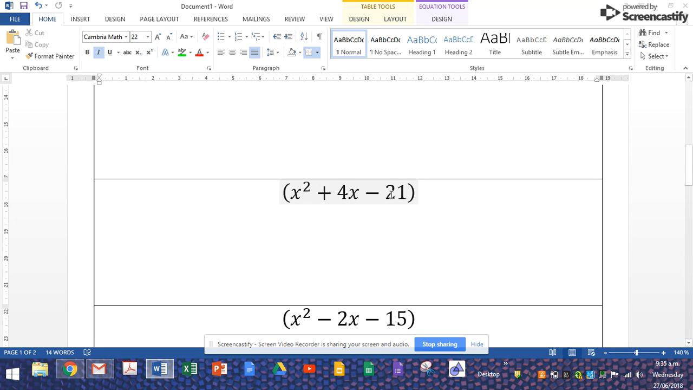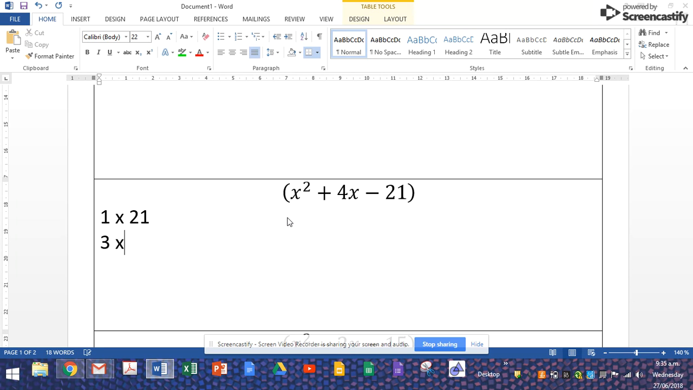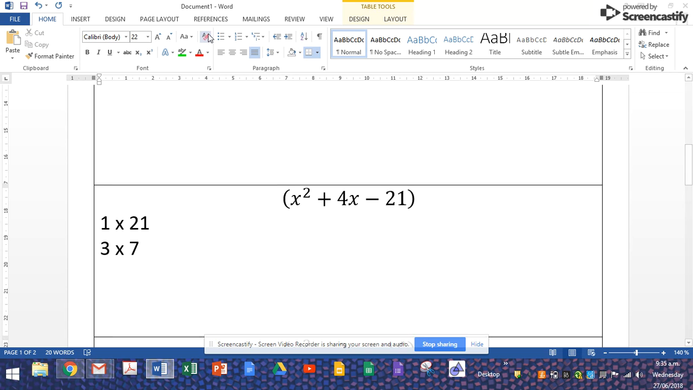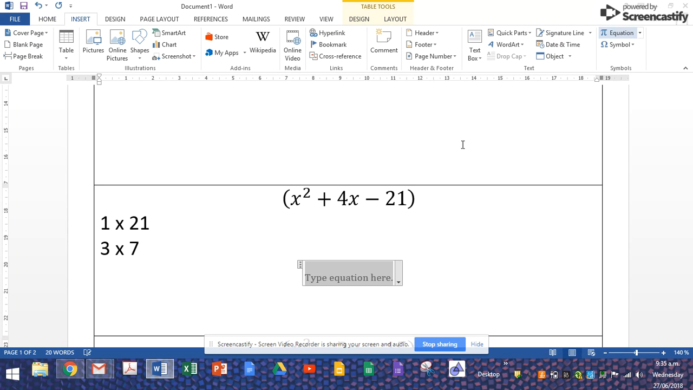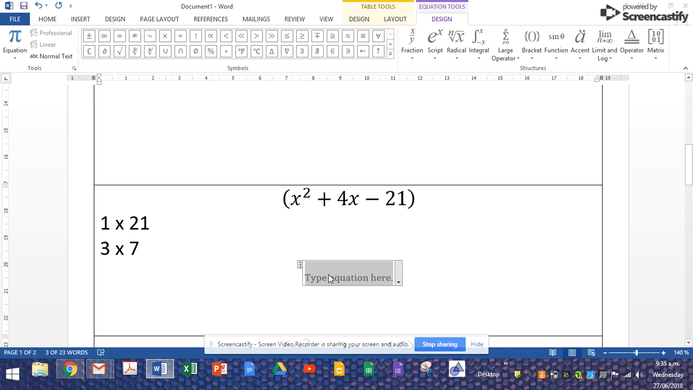We've got a negative result in the end. So 1 times 21, no, 3 times 7. I'm sure that's all the combinations of pairs of factors I can get to get a result of 21. Now, two brackets again, x's go in the front. Now, be careful. We want a result of negative 21, and that sum should be positive 4.